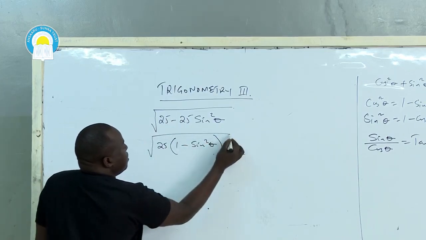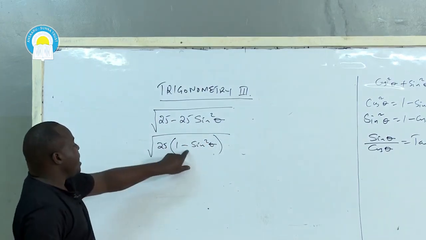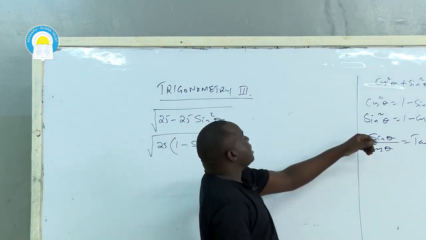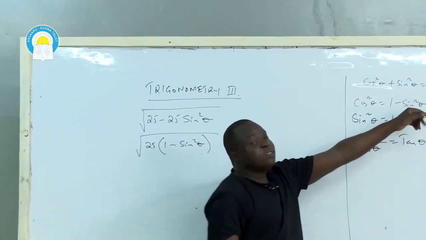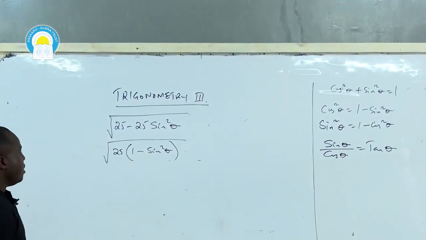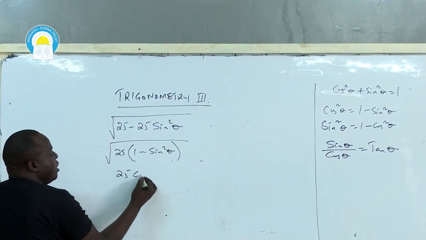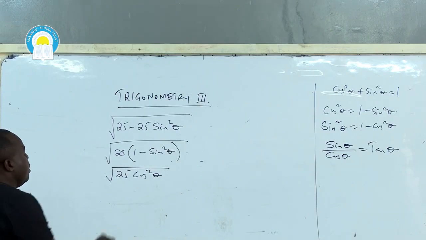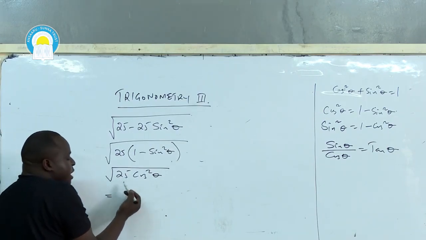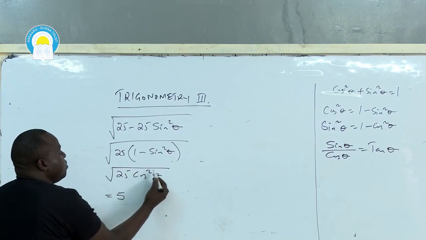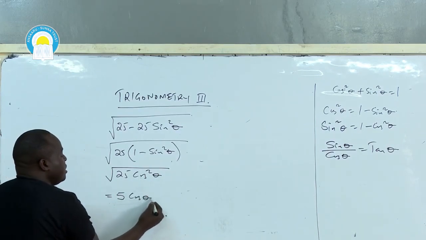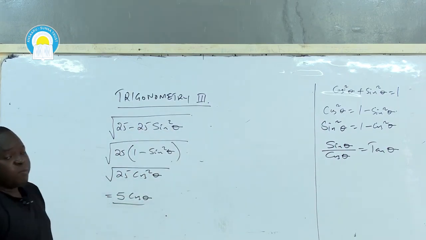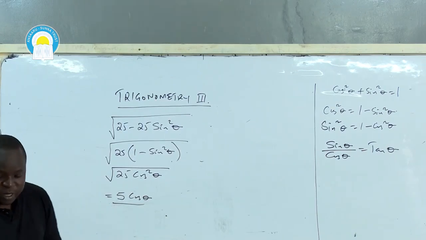Then, number 2, there is 1 minus sine squared theta. This value can be replaced according to my explanation that I had before. 1 minus sine squared theta is the same as cos squared theta. So then this should be 25 cos squared theta. But remember, there is a square root. Then the square root of 25 is 5. The square root of cos squared theta is cos theta. So the final answer for this expression is 5 cos theta. I hope the explanation is clear.